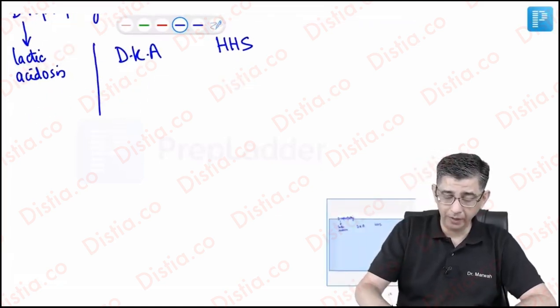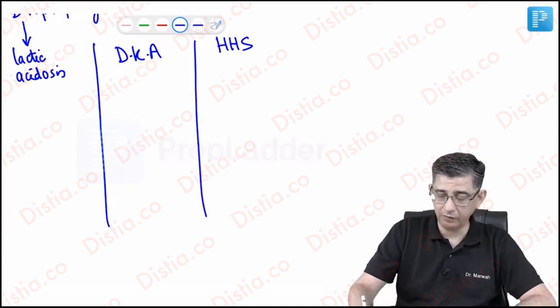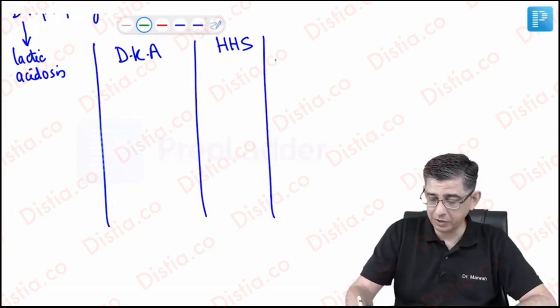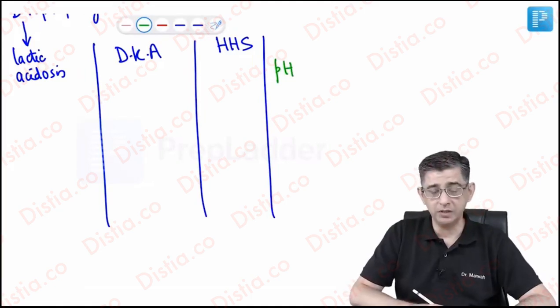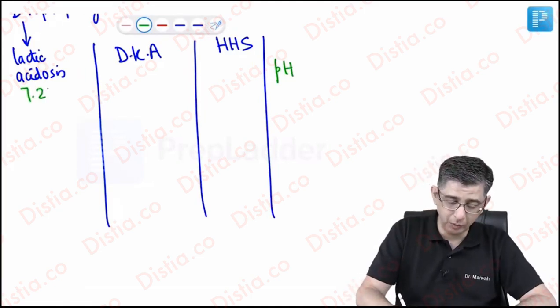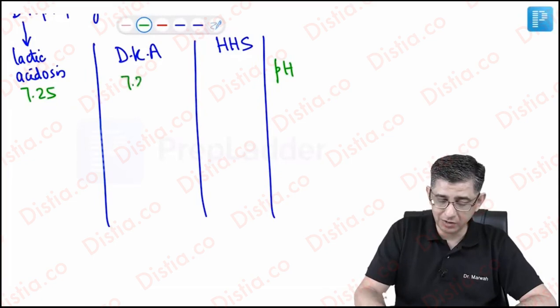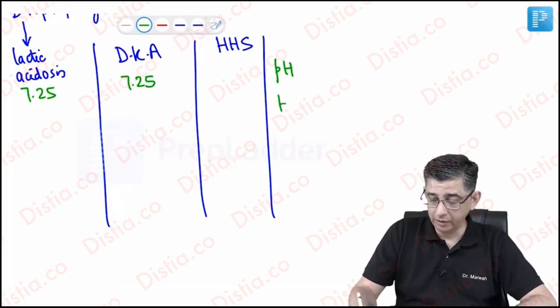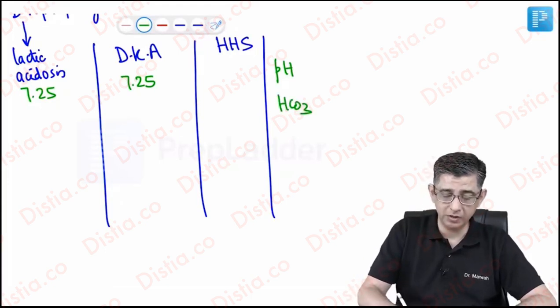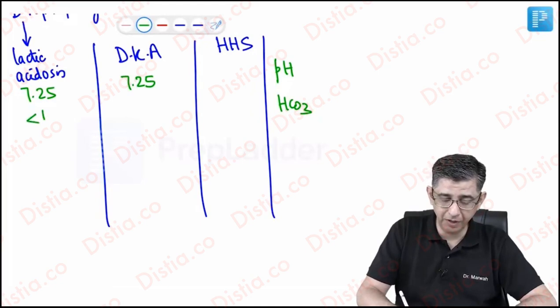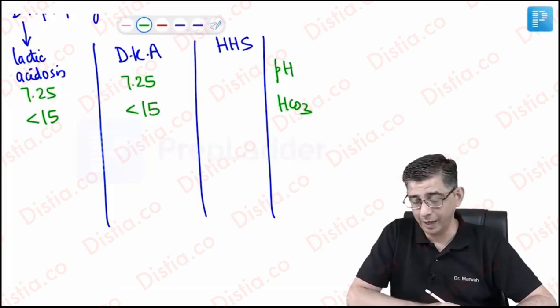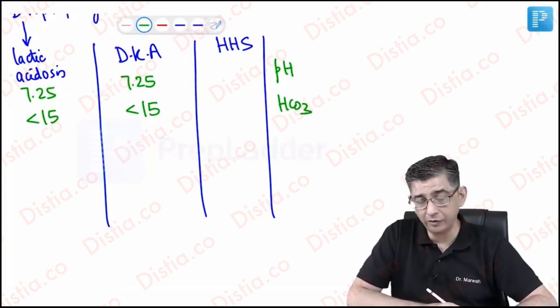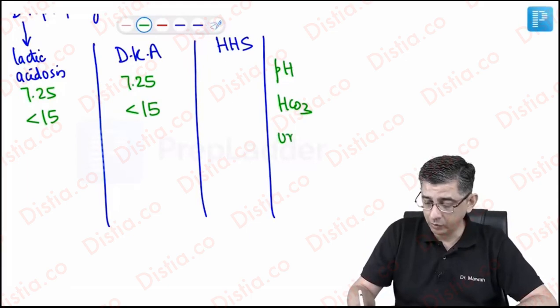How would you be able to pick it up when you are going to evaluate the pH of this patient? You will notice that pH will definitely be lesser in both diabetic ketoacidosis as well as a lactic acidosis patient. When you look at the bicarbonate values, you will notice that the values will usually be less than 15 in both of them. So you are wondering to yourself, is it diabetic ketoacidosis? Is it a lactic acidosis? What is going to help you?